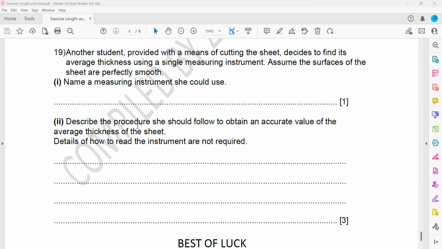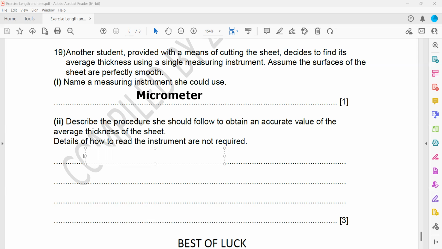Then another student is provided with a sheet of cutting material and decides to find the average thickness of a single sheet using a measuring instrument. Assume that the surfaces of the sheet are perfectly smooth. So whenever we measure the thickness of a sheet or the thickness of a wire, which instrument do we prefer? We prefer a micrometer. Describe the procedure she should follow to obtain an accurate value of the average thickness. So how can a micrometer be used?